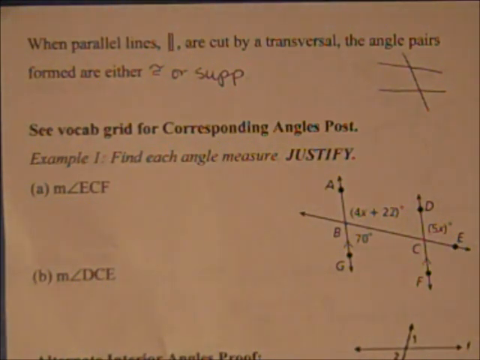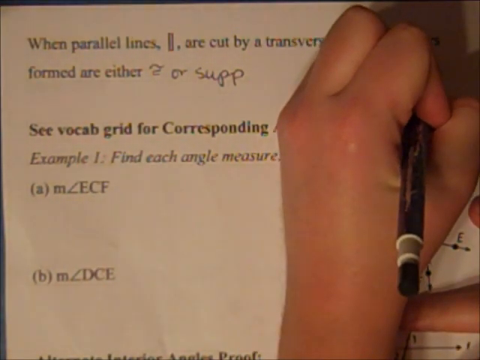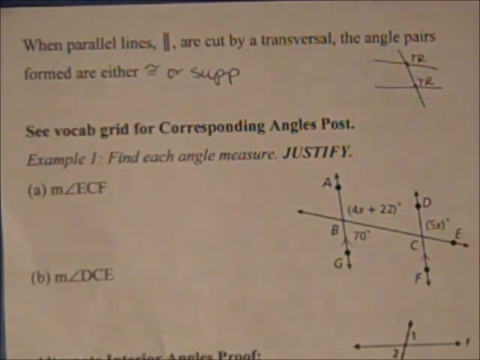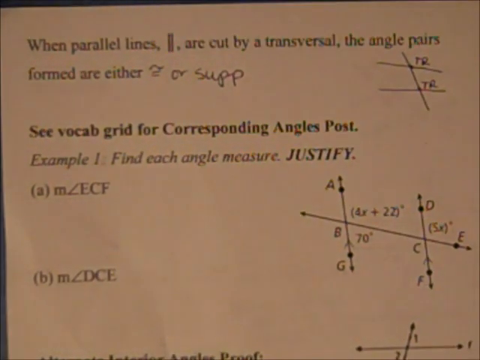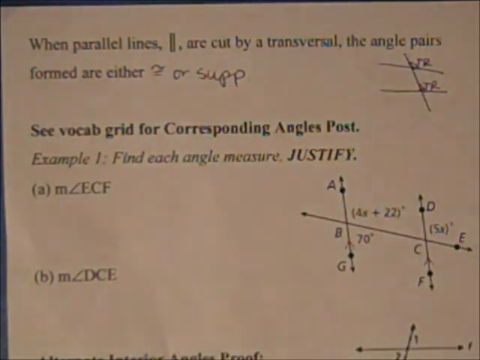Okay, so the first one you see on your vocabulary grid is the corresponding angle postulate, and that says if parallel lines are cut by a transversal, then corresponding angles are congruent. Remember, corresponding are the ones that are in the same location but in a different intersection. So this would be top right, this would be top right, so those would be corresponding. And now we know from the postulate that those are going to be congruent to one another.